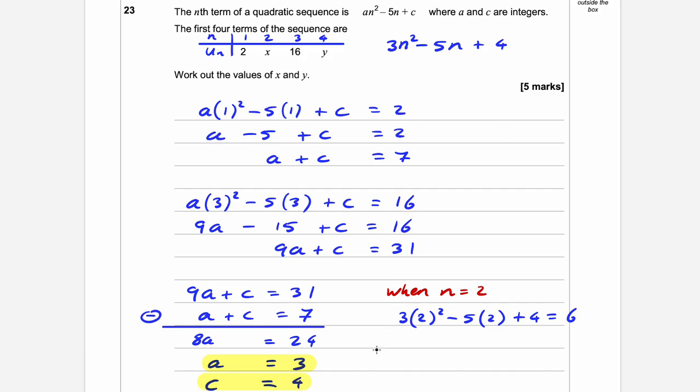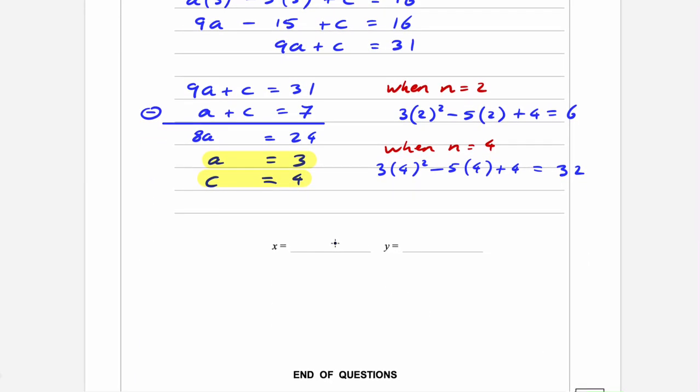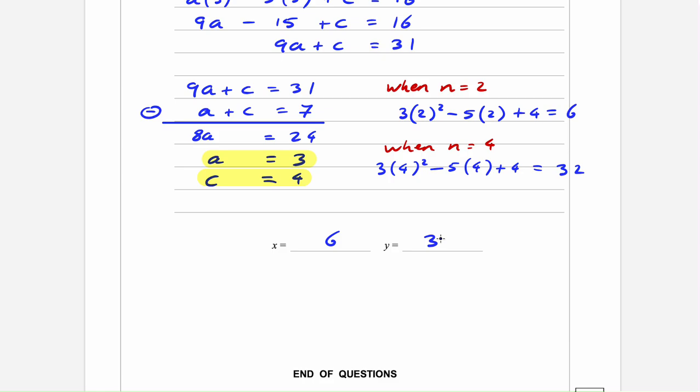And then when n equals 4, 3 times 4 squared minus 5 times 4 plus 4 equals 16 times 3 is 48. 48 minus 20 is 28. 28 plus 4 is 32. So x is 6 and y is 32. x equals 6, y equals 32.